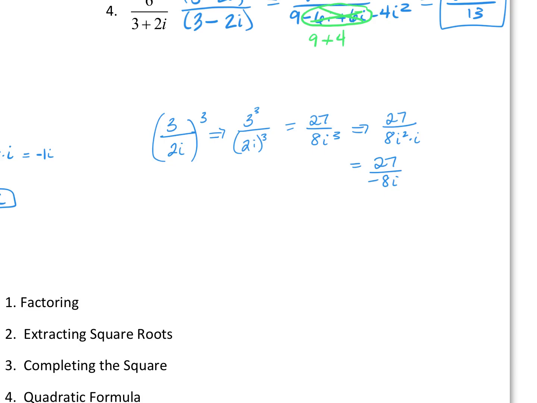Still have an i though, don't I? But if I can get that to i squared, it would become a real number, wouldn't it? So all I have to do is multiply by i over i. Because this whole thing is equivalent to 1. So it's going to be 27i. And then what's going to happen to the bottom here? It's going to be negative 8 times a negative 1, which makes it positive 8, right?